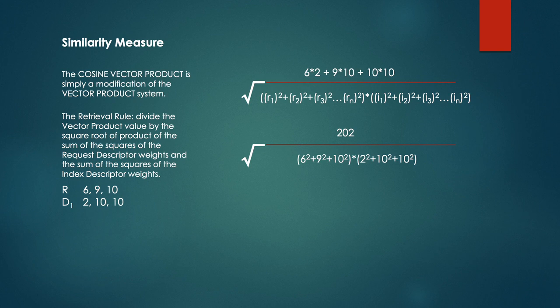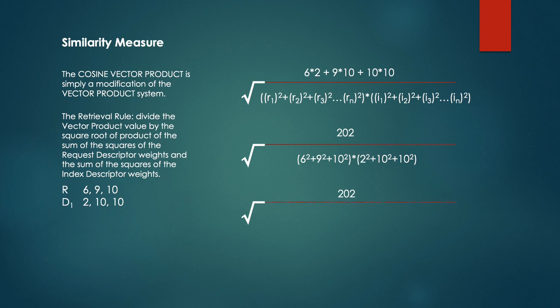And then we're going to take the request descriptor. The first one is 6, and we're going to square that. And then we're going to add to it the second descriptor weight, that's 9. Let's square that. I'm going to add to that the weight of the third descriptor, 10 squared. And then we're going to do the same thing for the document descriptor, 2 squared plus 10 squared plus 10 squared.